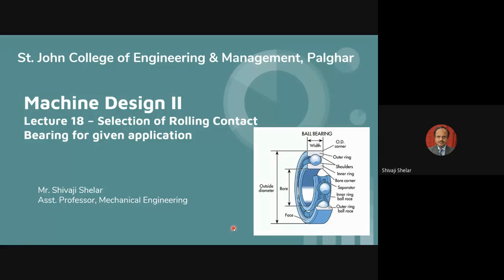So with this correlation and the additional data from the catalog, we are going to solve one simple problem, selection of rolling contact bearing for a given application. So we will have a problem statement. Based on the problem statement, we will select an appropriate rolling contact bearing for the given application. So if they are specified, we have to select that particular bearing. So let's go to the problem statement.